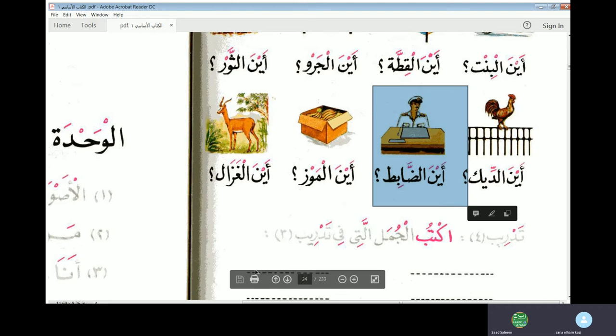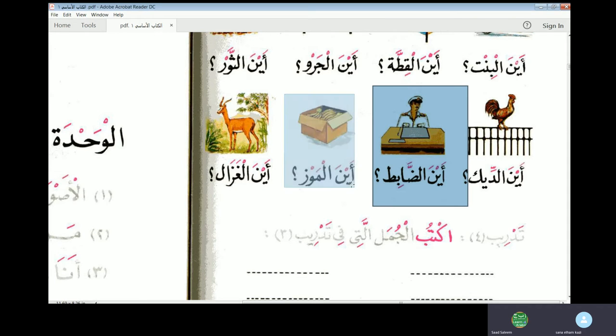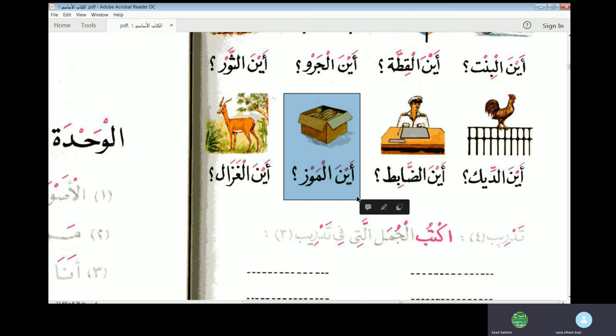Where is the inspector? On the desk. No, no, in front of the desk. Behind, so behind the desk. Where is the mouse? The mouse is in the box. Box.